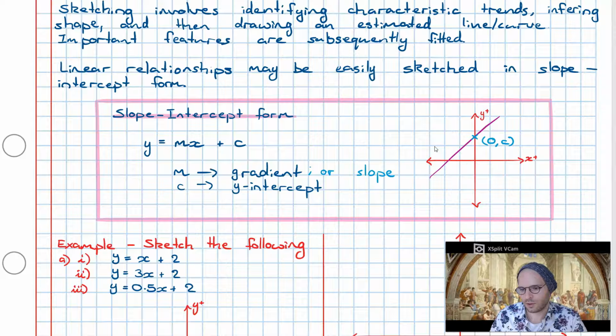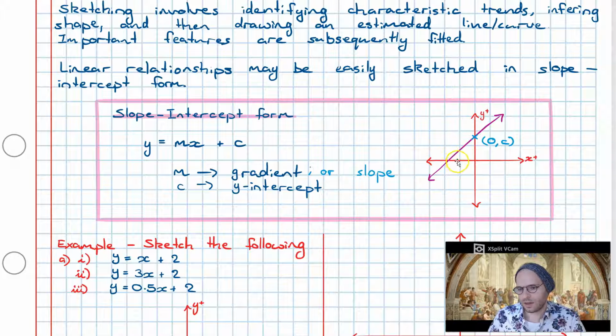Now as you're able to see, it's very easy to sketch like this. However, one of the downsides is it's not particularly accurate. The only thing that is assured in this particular representation is the location of the y-intercept. The slope and the location of the x-intercept are not going to be accurate.